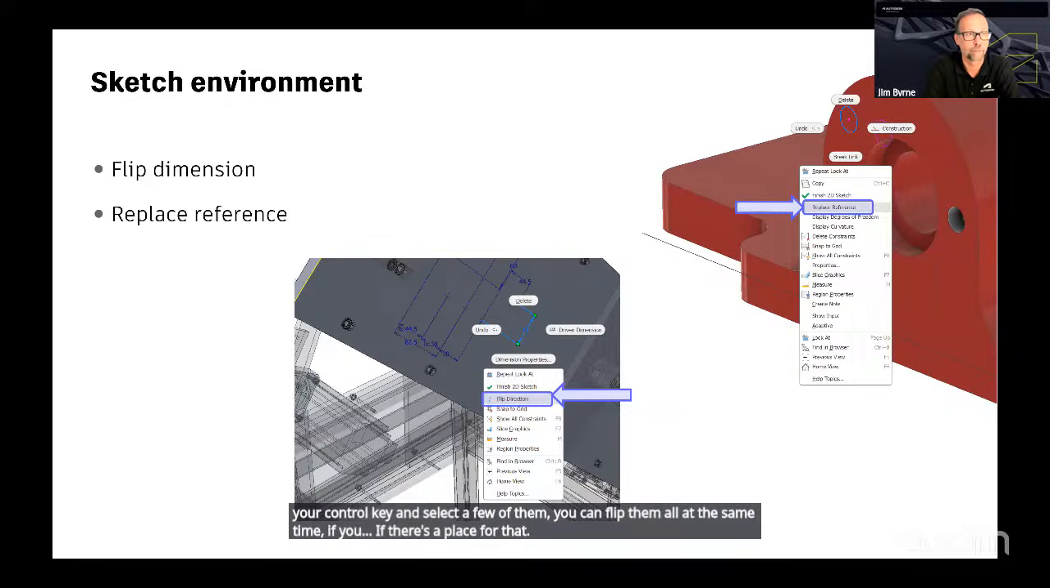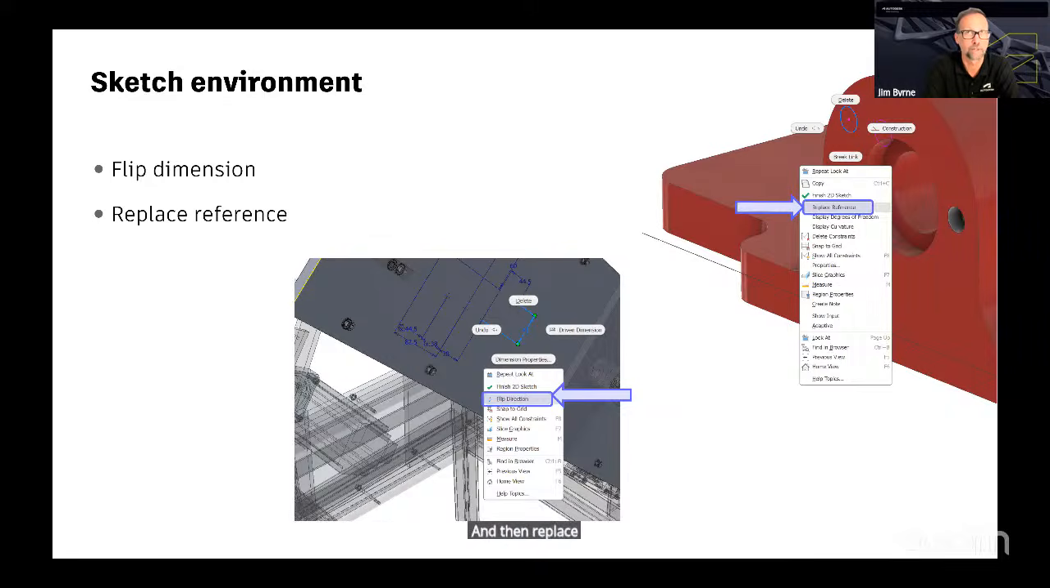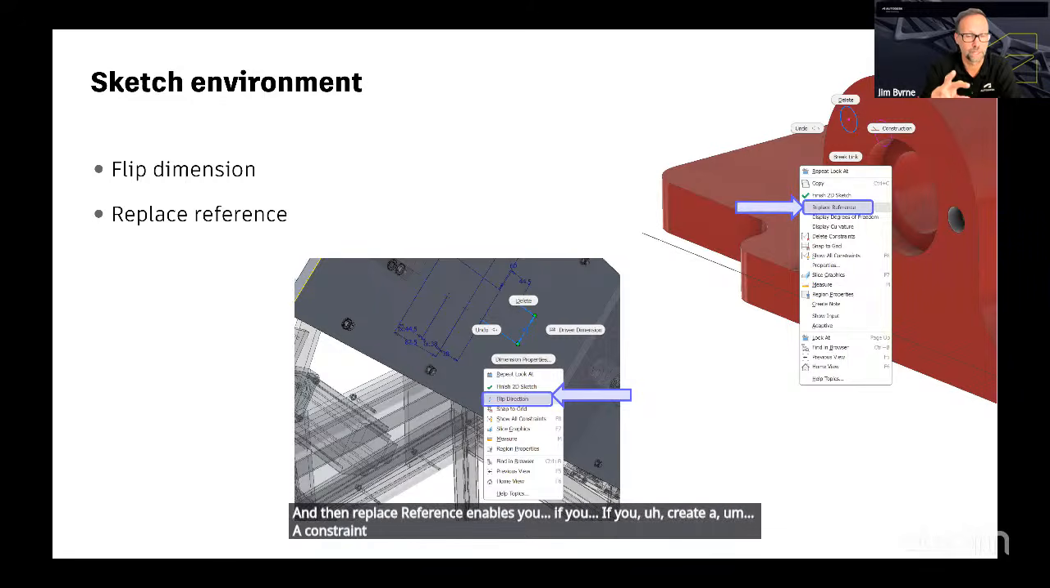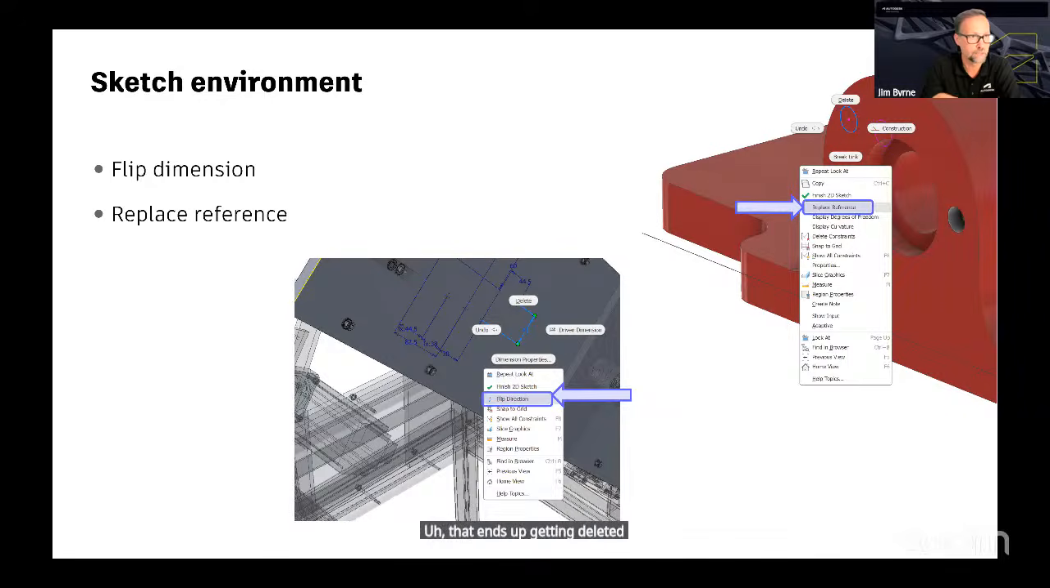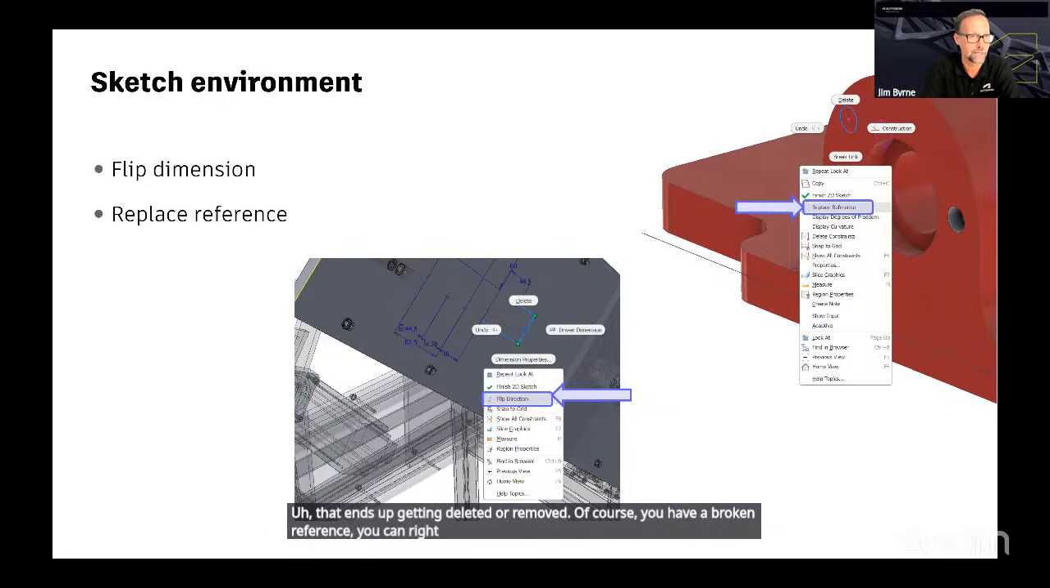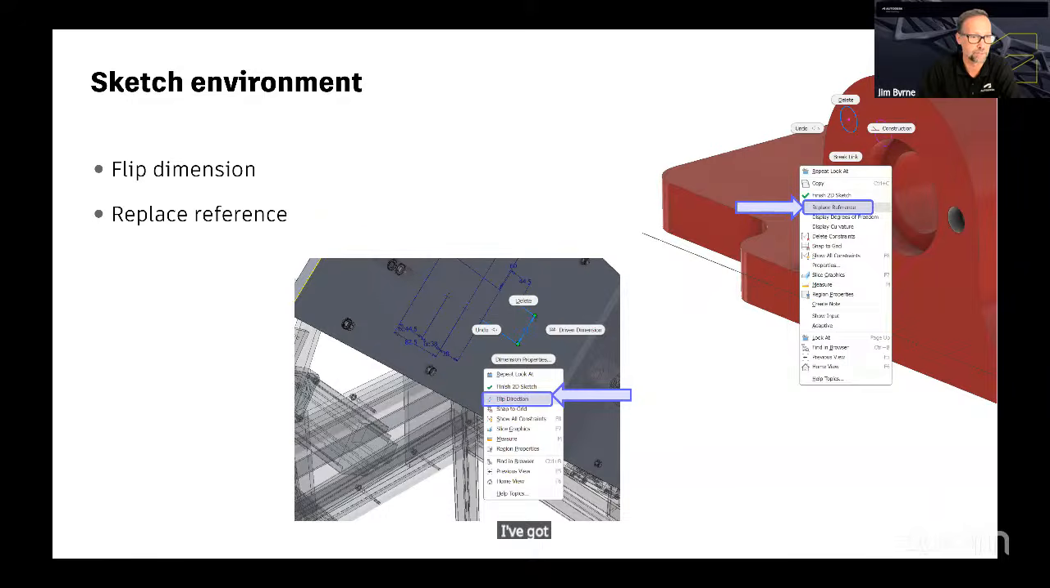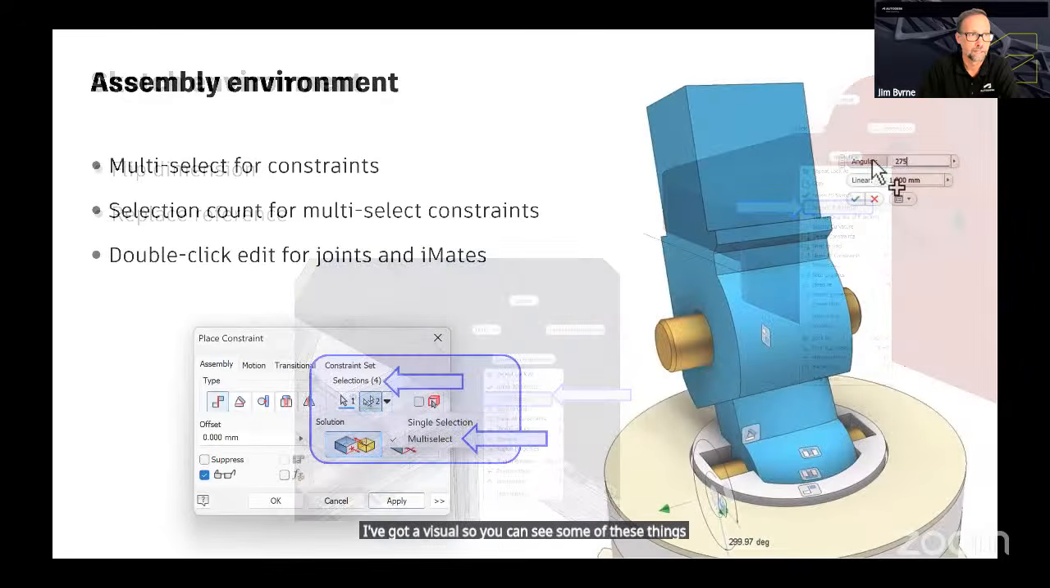And then replace reference enables you, if you create a constraint between maybe an edge or another item that ends up getting deleted or removed, of course, you have a broken reference. You can right click on that sketch segment and then replace reference. I've got a visual so you can see some of these things too in just a minute.